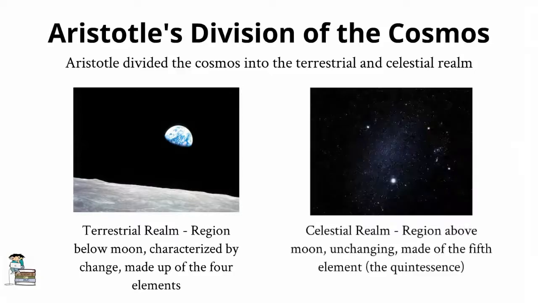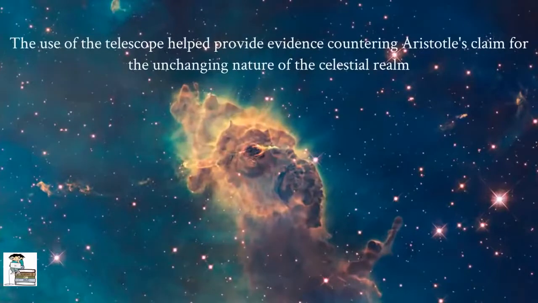The celestial realm, on the other hand, the region above the moon, included all the stars and planets, and was seen as unchanging and composed of a fifth element. However, with the growing use of the telescope during the scientific revolution, astronomers found increasing evidence that countered Aristotle's claim that the celestial realm was unchanging.